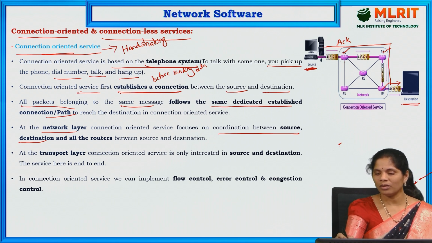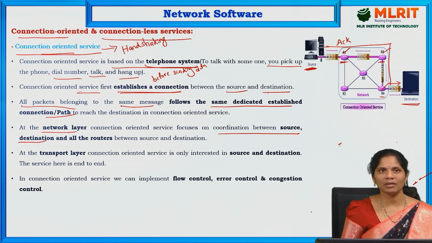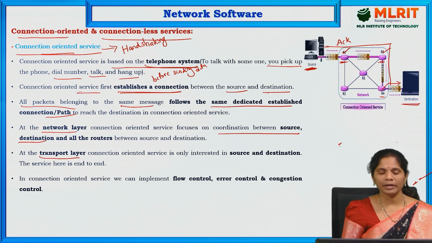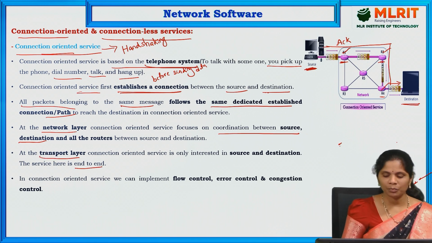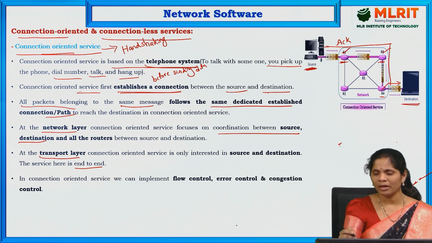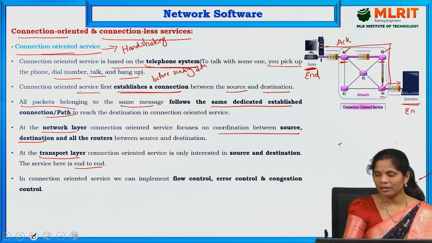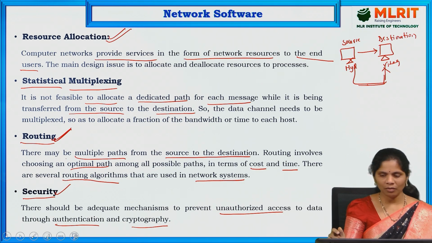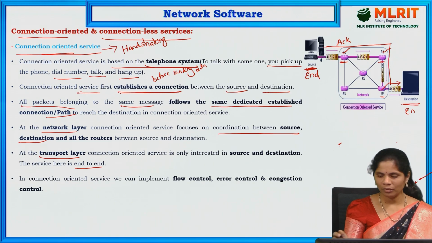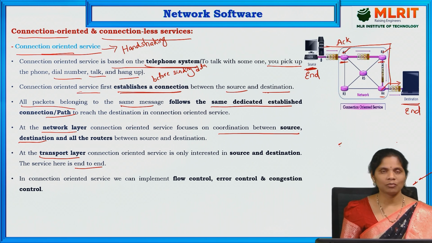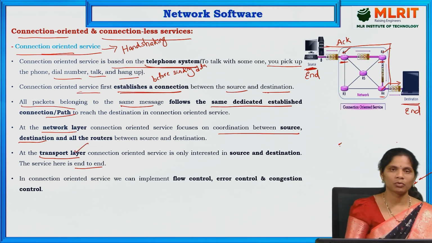There is a coordination between all the routers. That is about source and destination in the network layer. At the same time, the transport layer is talking about end to end. It provides the service from source end to destination end, whether the data is going to be received or not. That is the transport layer.